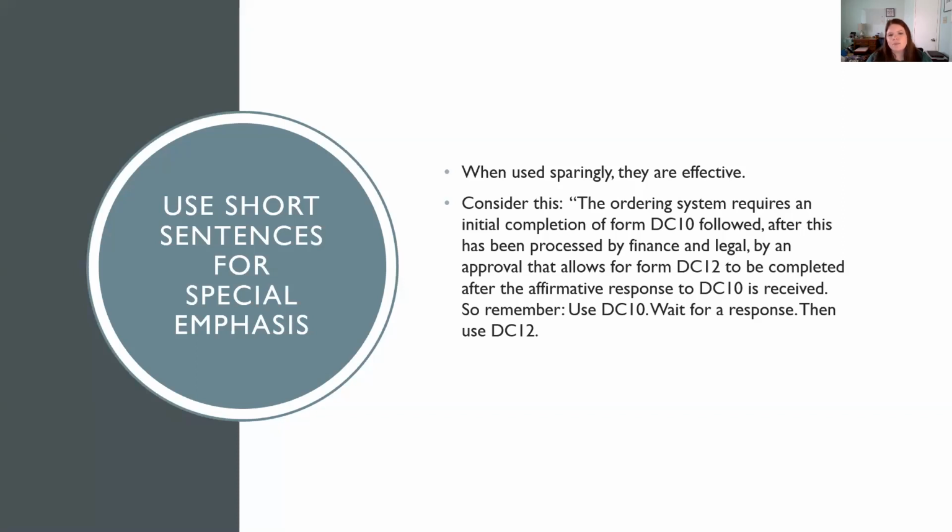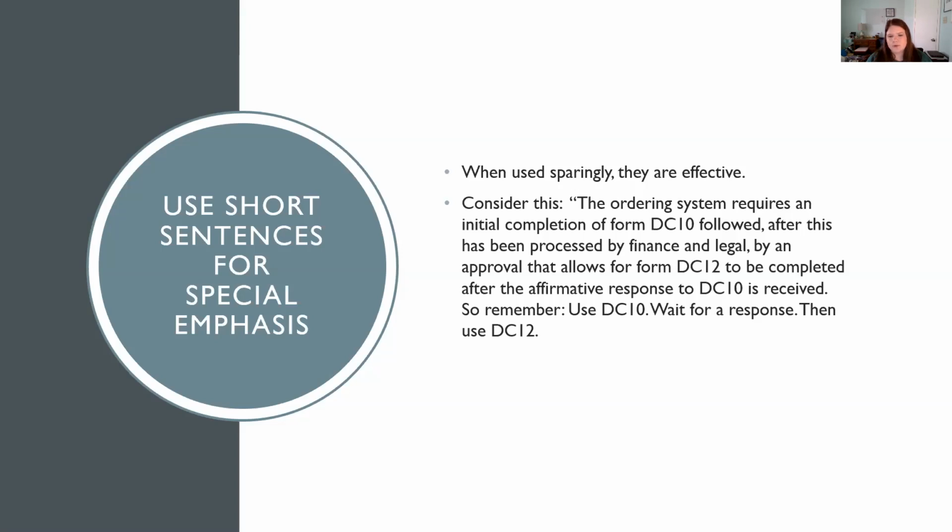So if you look at this sentence here, that is a very long sentence, right? So the ordering system requires an initial completion of Form DC-10, followed after this has been processed by Finance and Legal by an approval that allows for Form DC-12 to be completed after the affirmative response to DC-10 is received. So remember, use DC-10, wait for a response, and then use DC-12. So you have this beginning part of the sentence that is really challenging. It's a whole lot of process. It's quite confusing. But then you get to the end, and those short sentences summarize everything and make it much easier for the reader to understand the previous statement, which is a horrible statement, by the way.